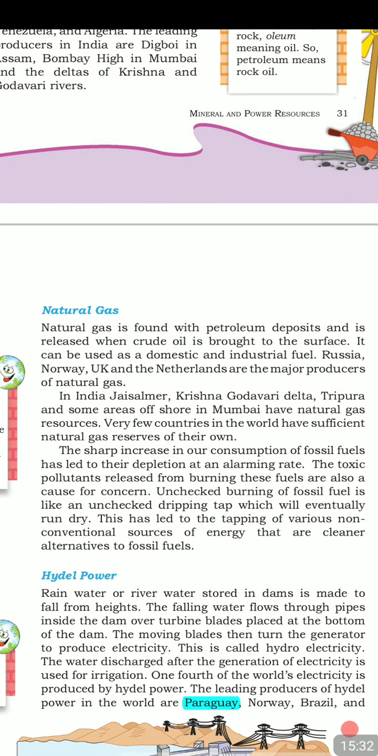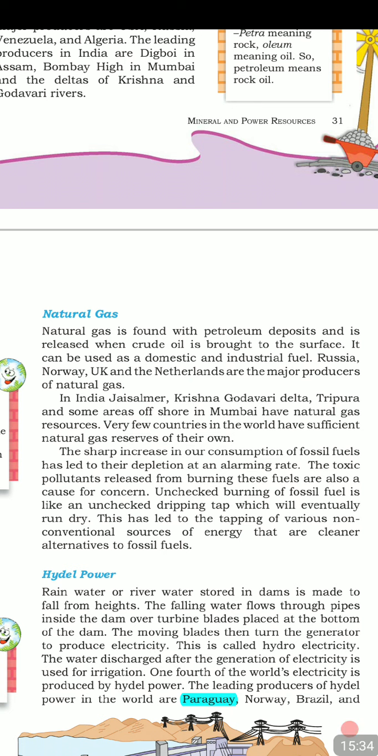Natural gas is found in the petroleum deposit and released when the crude oil is brought to the surface, right? It can be used as domestic and industrial fuel. Russia, Norway, UK, and Netherlands are the major producers of natural gas. In India, Jaisalmer, Krishna, Godavari, Tripura, and some areas of offshore in Mumbai have natural gas resources, right?